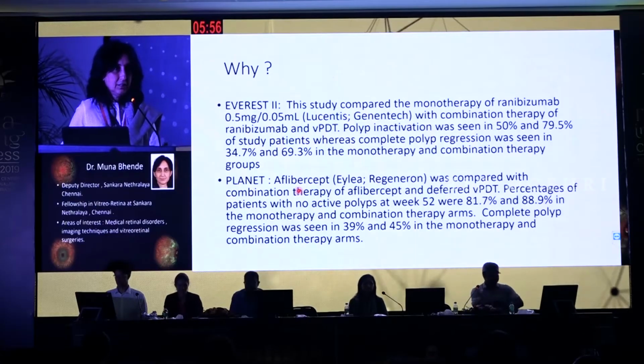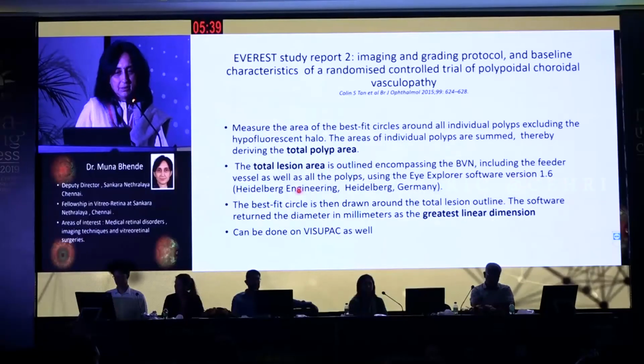We need to differentiate the two terms. Basically, we got very confusing information from Everest 2 and Planet. Someone said polyp regression, someone said polyp inactivation, someone said complete regression, and you have complete disappearance. So that's why we need to know what exactly these terms mean.